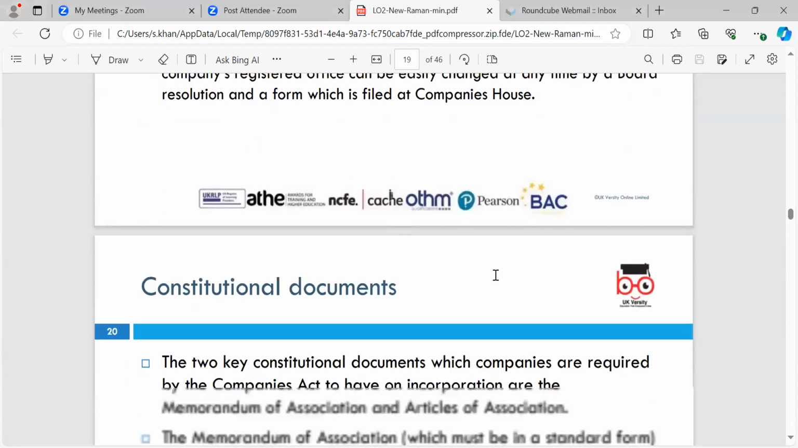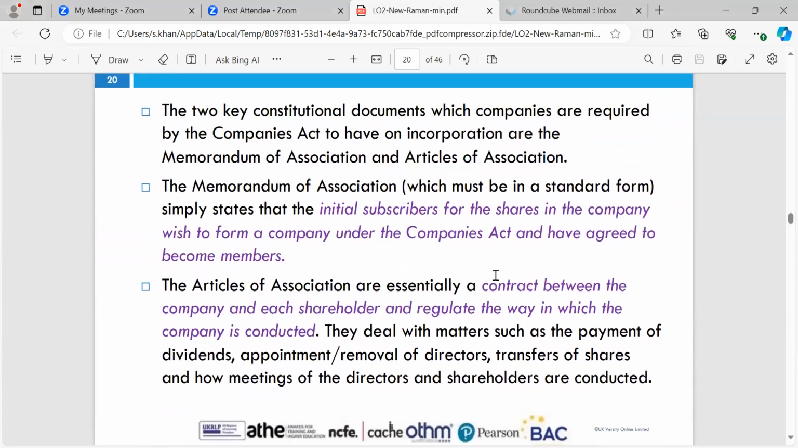Okay, we'll carry on. Constitutional documents. The two constitutional documents which companies are required by the Companies Act to have on incorporation are the Memorandum of Association and the Articles of Association. The Memorandum of Association, which must be in a standard form, simply states that the initial subscribers for the shares in the company wish to form a company under the Companies Act and have agreed to become members. The Articles of Association is essentially a contract between the company and each shareholder and regulates the way in which a company is conducted.